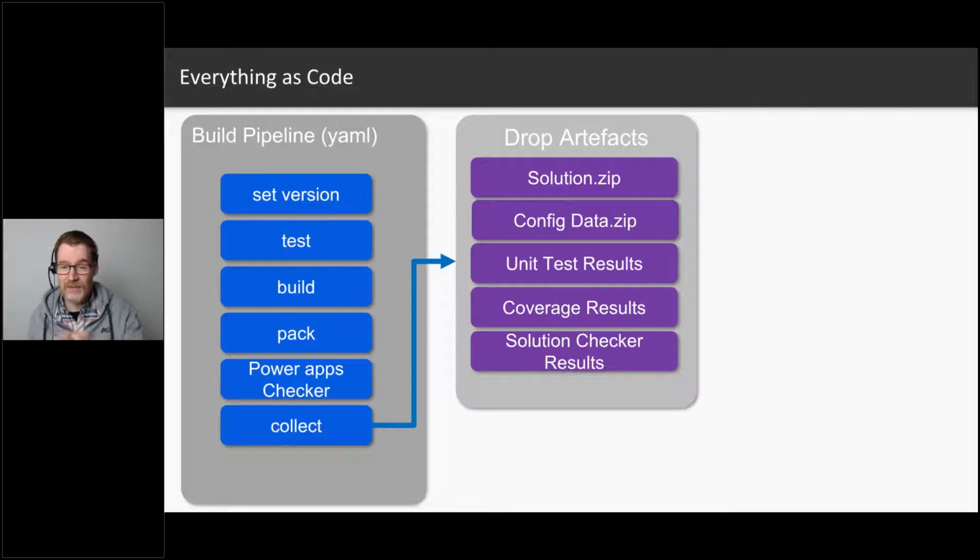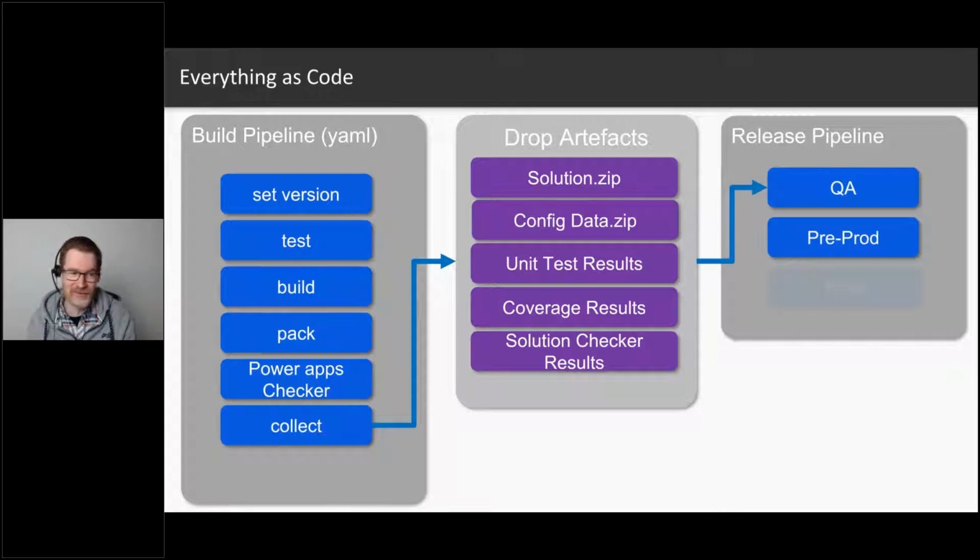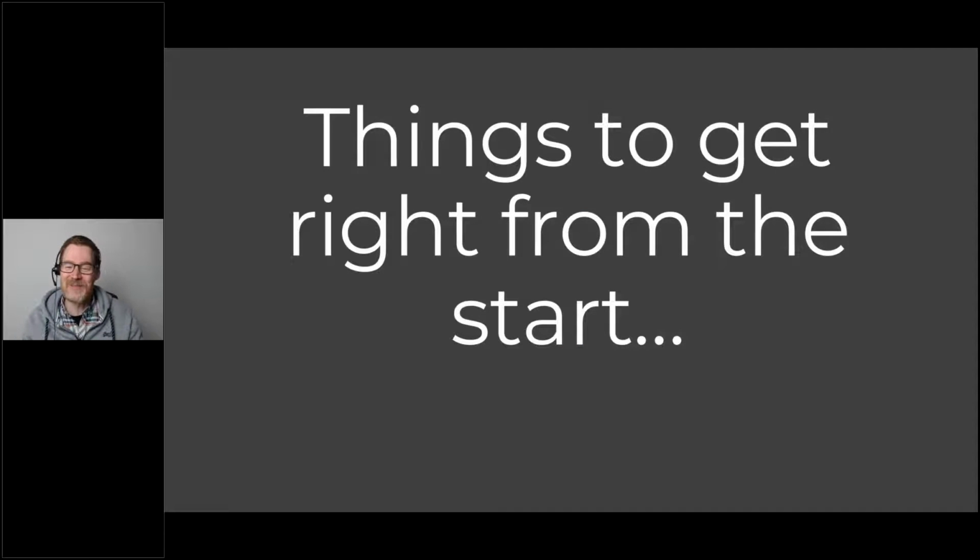So having a set of drop artifacts, with everything as code all together, allows you to say, okay, that's our build, which contains everything. We can now move it to all the different environments that we have. So that's kind of ALM in a nutshell. And obviously I could spend a number of hours boring you, and you definitely would be like that little duckling and start snoozing. But there are a few things that you want to get right from the start.